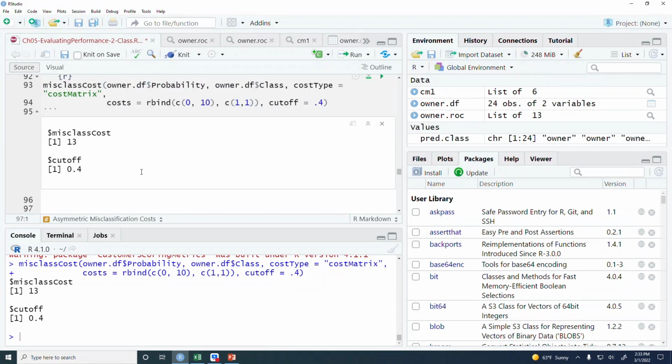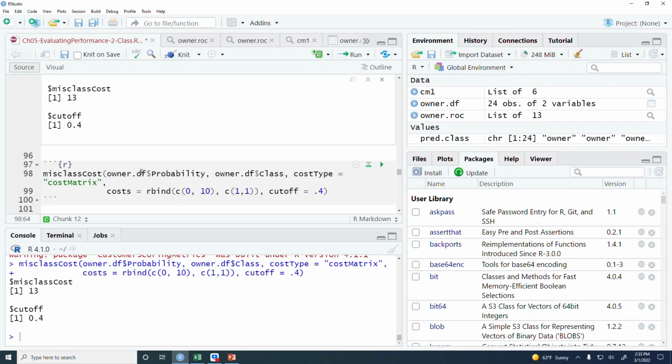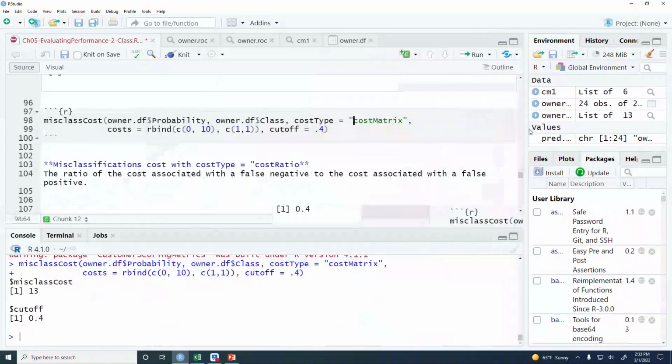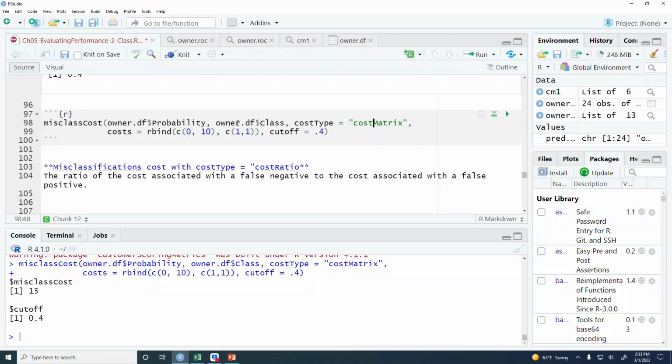Now let's look at the other one. The second way of specifying cost is cost ratio. Very often it's very difficult to figure out what the exact cost is going to be for the two different misclassifications, false positive and false negative. But it will be easier to look at it as a ratio.